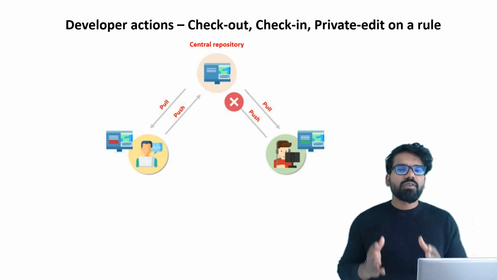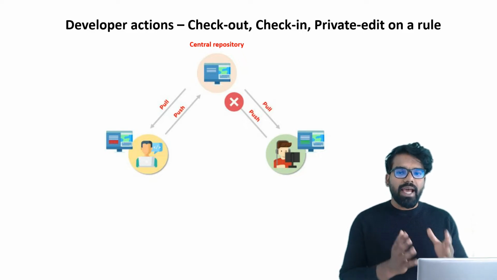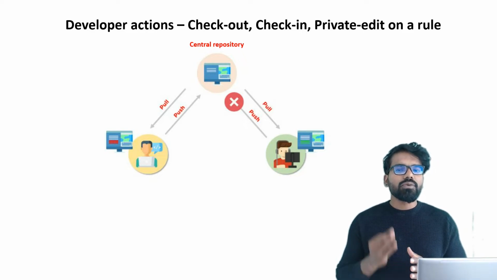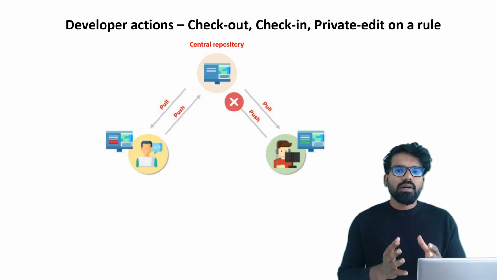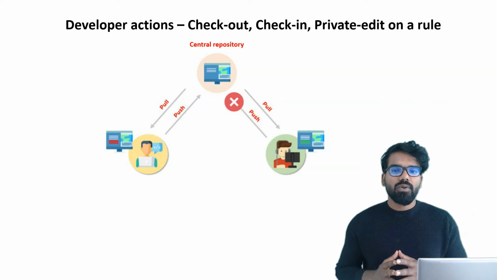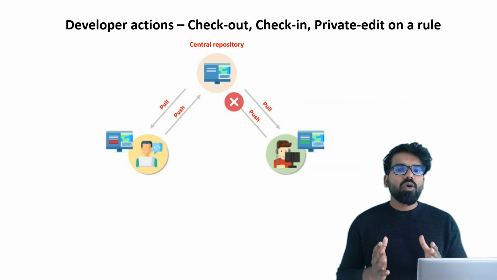In this video, we are going to look into the developer actions. We are going to look into three main actions. It is about checking out a rule, checking in a rule, and then private edit of a rule. Let's get started. I hope you are aware of the Git versioning system.